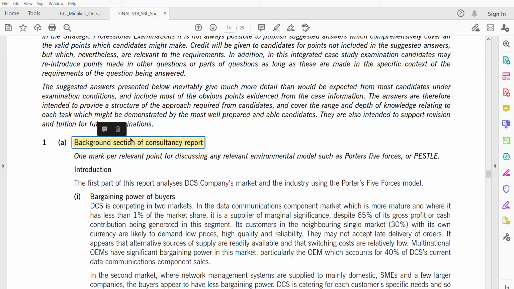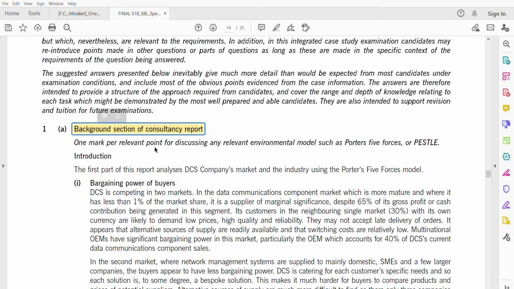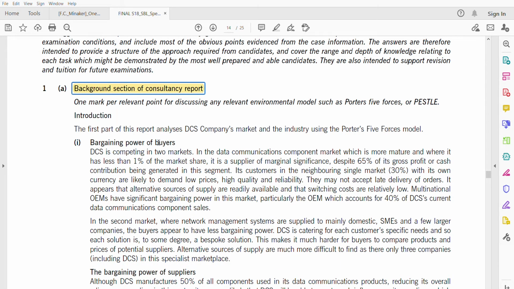It should be crisp and clear. People should be able to understand by looking at the heading what you are going to write down. Okay, so 1 mark per relevant point. Okay, introduction. Can you see this? Introduction. What have they written here? Again, I've highlighted. Introduction. Always write introduction.